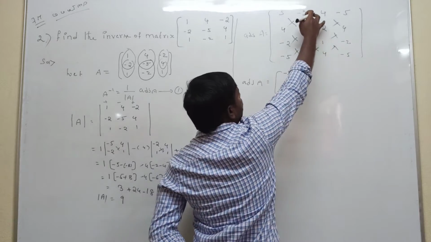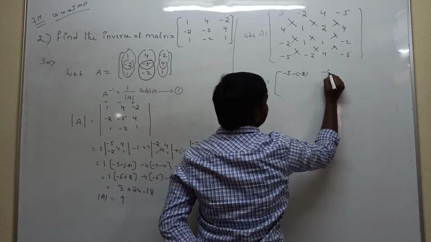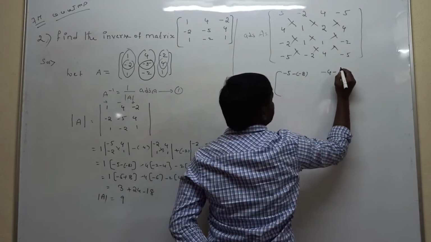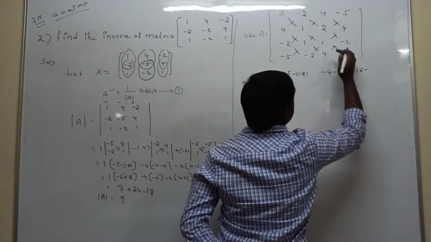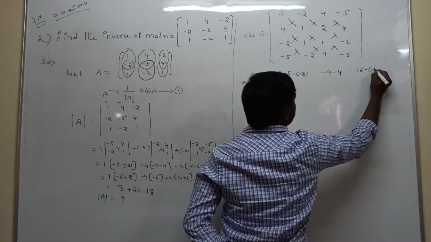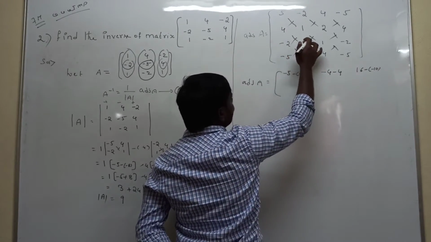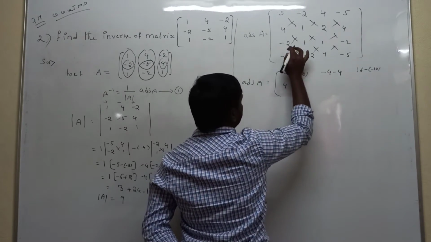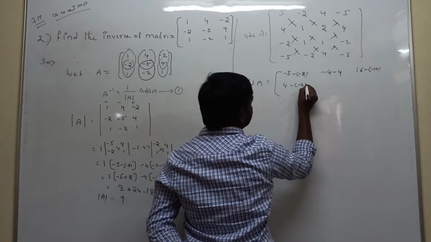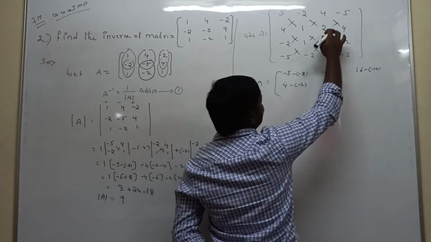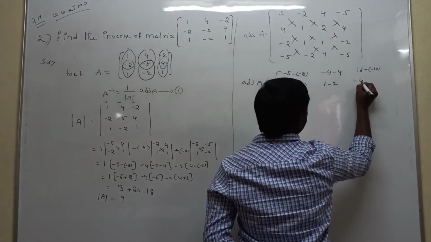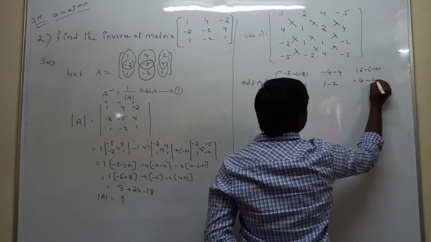Next here, -2 into plus 2 is -4. After taking 1 into 4 is 2. Next this one, 4 into 4 is 16, minus 2 into -5 is -10. Next down, 4 into 1 is 4, minus -2 into 1 is -2. 1 into 1 is 1, minus 1 into 2 is 2. 2 into -2 is -4, minus 1 into 4 is 4.